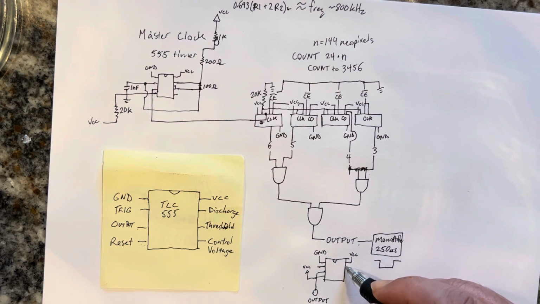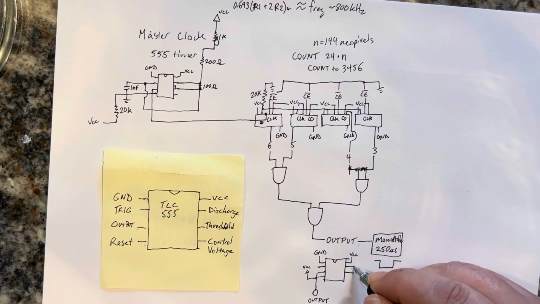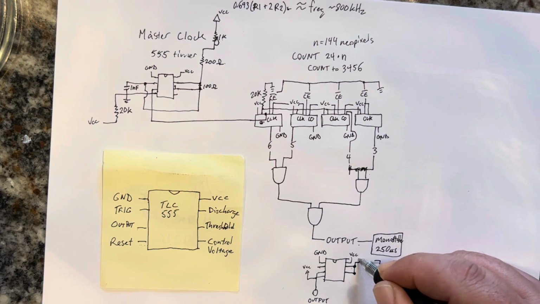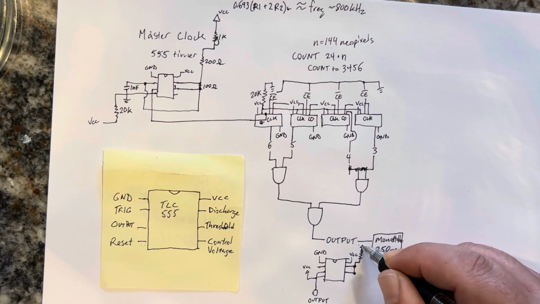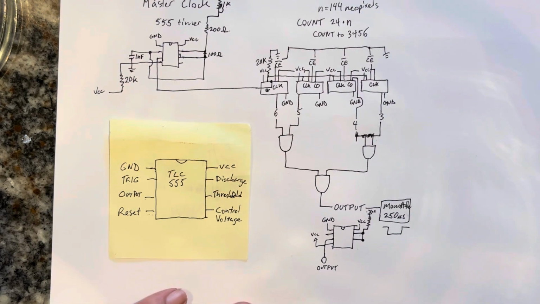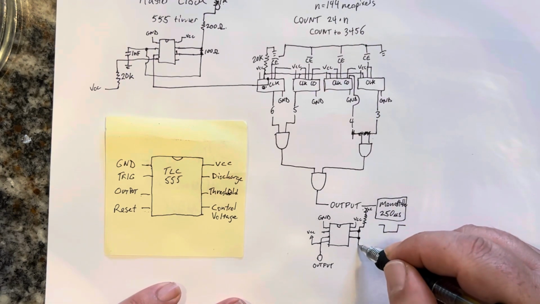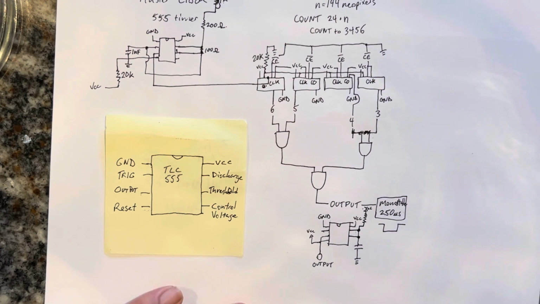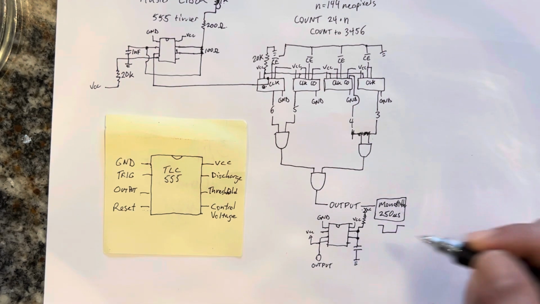And the way this works is this time you're not connecting the pin 7 and pin 6 together through a resistor. You're going to VCC, and this goes through a capacitor to ground. Okay, and pin 5 is not connected.